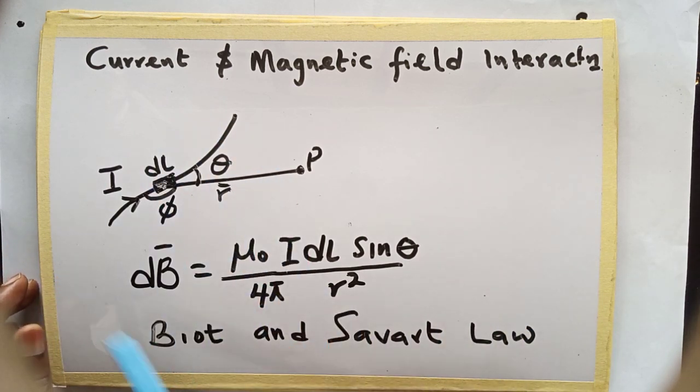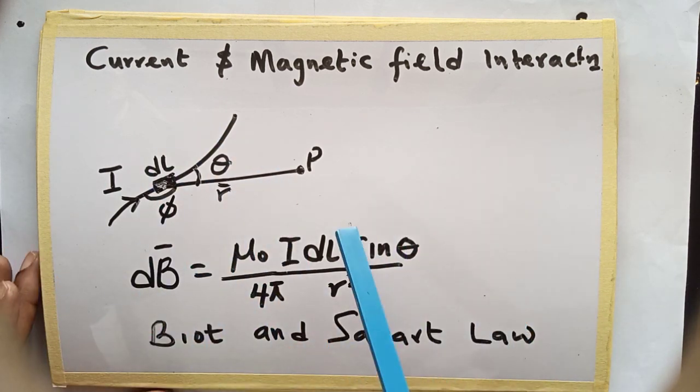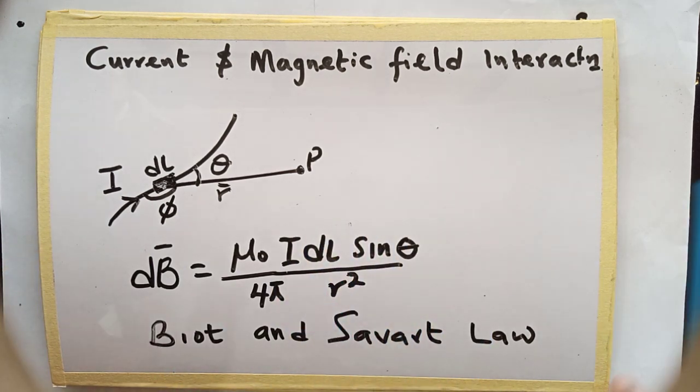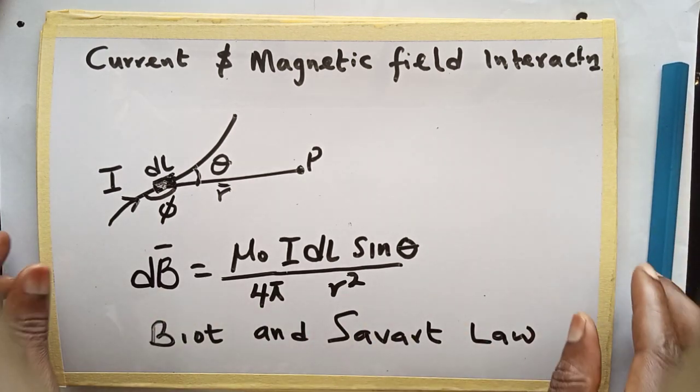So now to determine this value, all we need to do is to find the value of L, find the value of sine theta, find the value of r squared, and we are done. So let's look at a typical example of how to apply this formula.